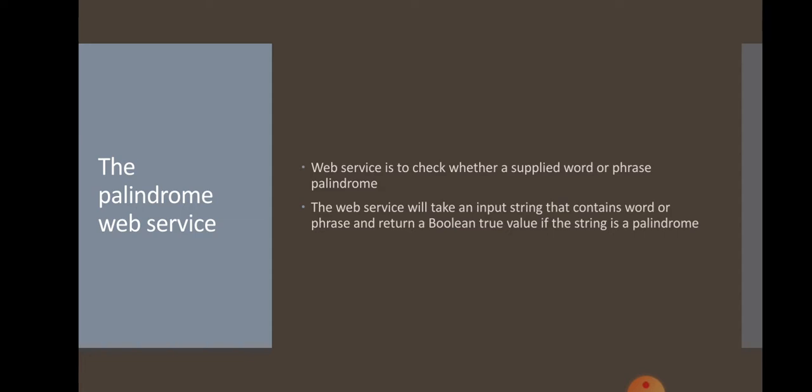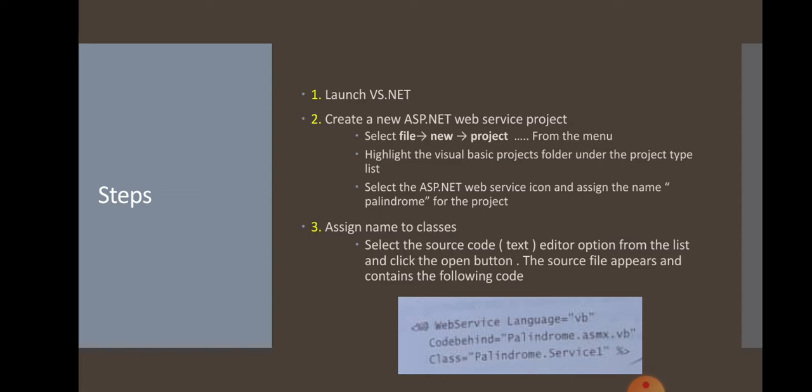For this, we need to do some steps. The first step is to launch Visual Studio.NET. How to launch Visual Studio.NET? Just click on the Start button. Then select Visual Studio Framework. Got it? After that, your ASP.NET project window will be displayed. Wait a minute.